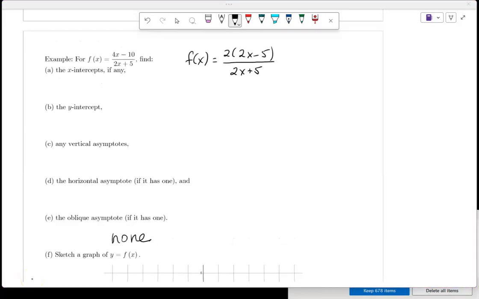Notice on top, the only thing you can factor out is a 2, right? When you factor the 2 out of the top, you should get 2x minus 5. So it's already in lowest terms, so we don't need to worry about canceling anything. What did you find for your x-intercept? 5 over 2, right? We set that 2x minus 5 equal to 0, so we have 5 halves, comma 0 for that one. What did you get for your y-intercept?